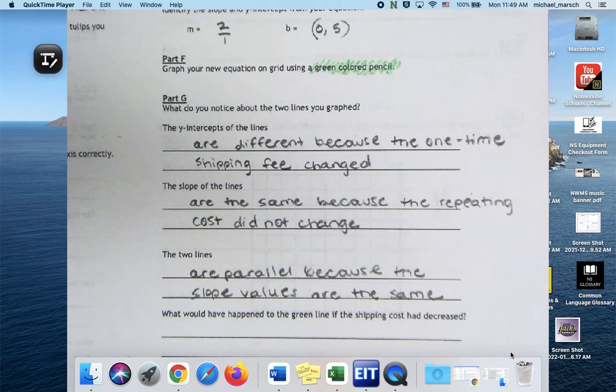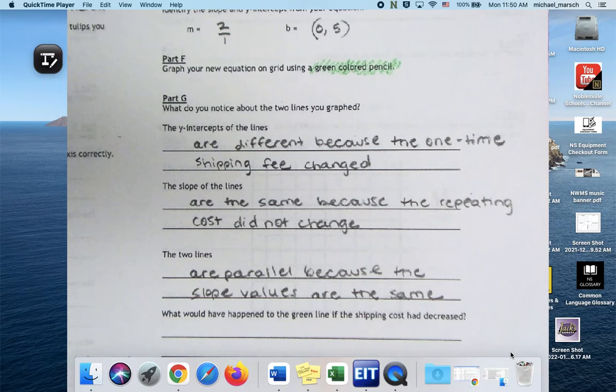Okay, let's pretend that the shipping cost decreased. Let's pretend they had a free shipping day. What would have happened to the green line? Yeah, it would have been below the blue line. Would the slope change? No.